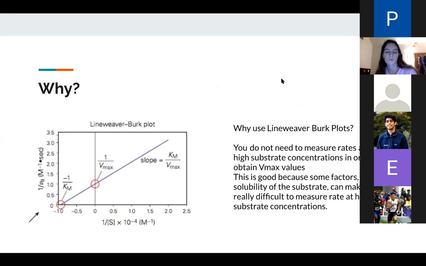One question you might have is why would we use these when we can do other sorts of analysis? It's useful because you don't need to measure rates at high substrate concentrations to obtain Vmax values. You might think that to get the maximum V you'd have to analyze at a really high substrate concentration, but this allows you to use other data to figure out what the Vmax would be. This is good because some factors, such as the solubility of the substrate, can make it really difficult to measure rate at high substrate concentrations.